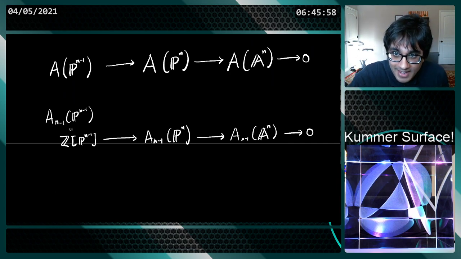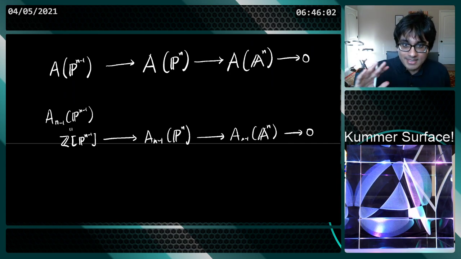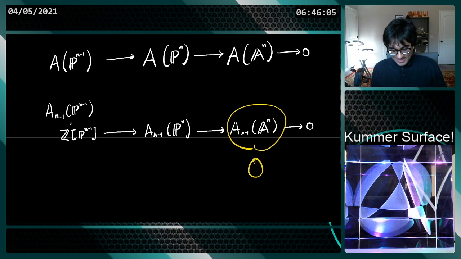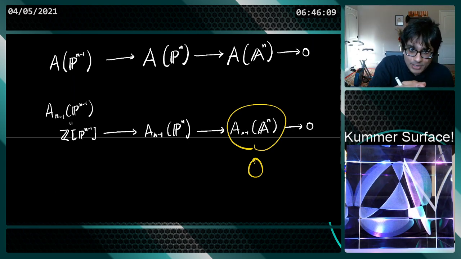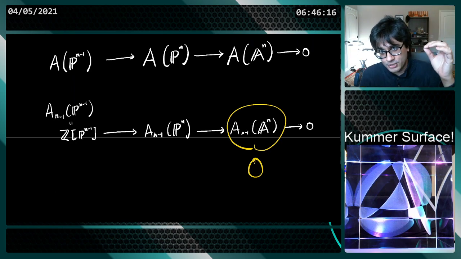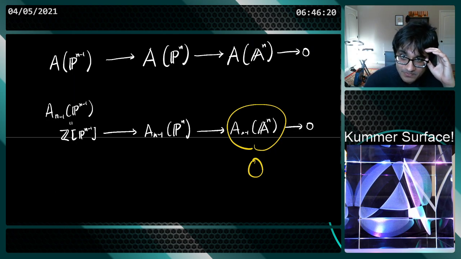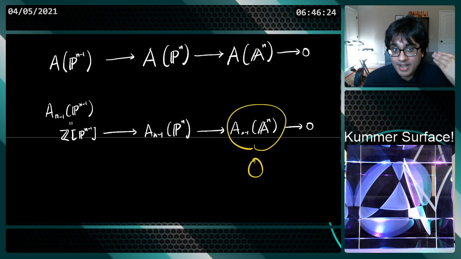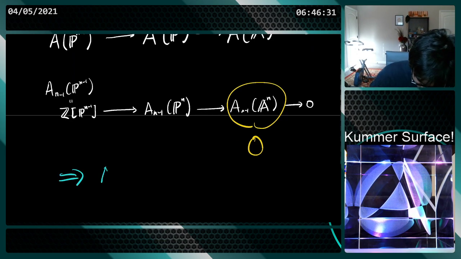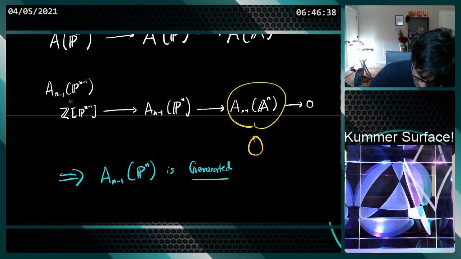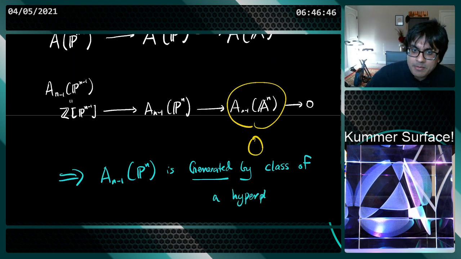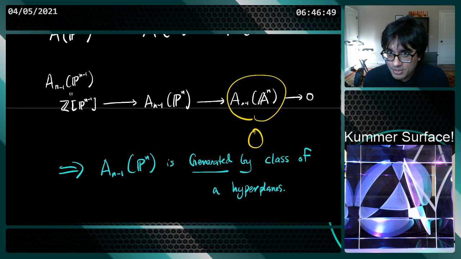Okay, hey, but hold on. A sub n minus 1 of A^n is 0. And this is an exact sequence on the middle part too. And what we conclude, therefore, is that the n minus first Chow group of projective space is generated by the class of a hyperplane. Any two hyperplanes are rationally equivalent. Just take a pencil that interpolates between them.